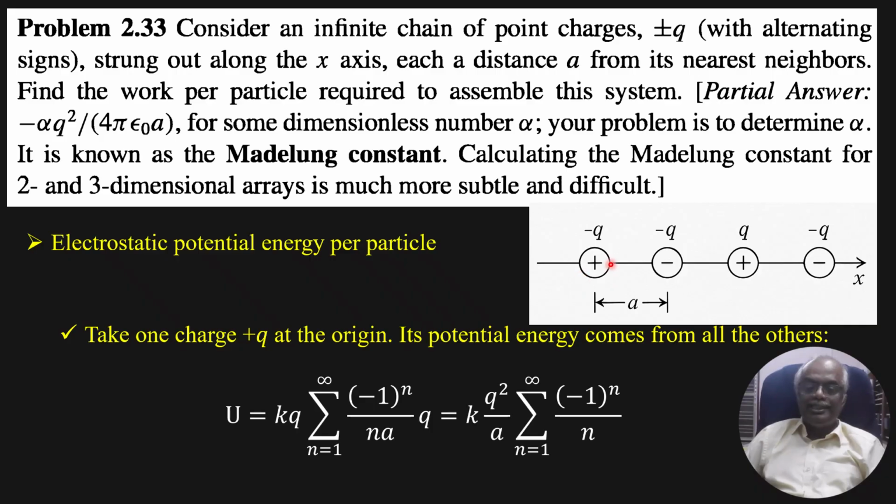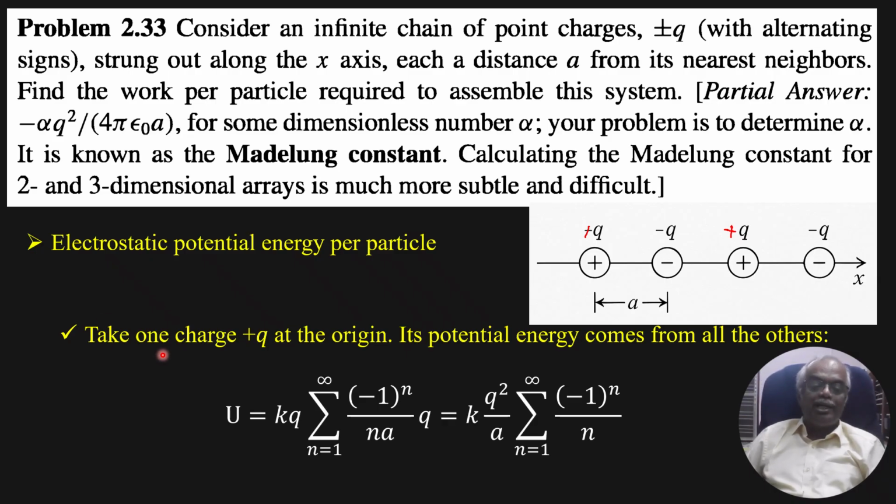You can see this system. You have alternating positive and negative charges. Naturally, these will attract. You have a positive charge here, then a negative charge, then a positive charge, then a negative charge. So the electrostatic potential energy per particle is what we have to find. Here it is plus q, minus q, plus q, and minus q.